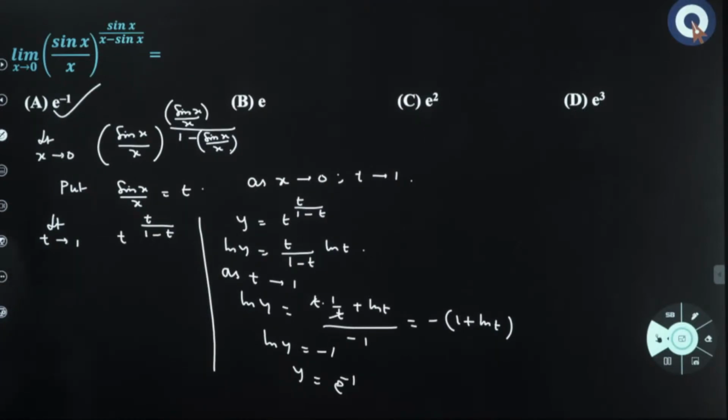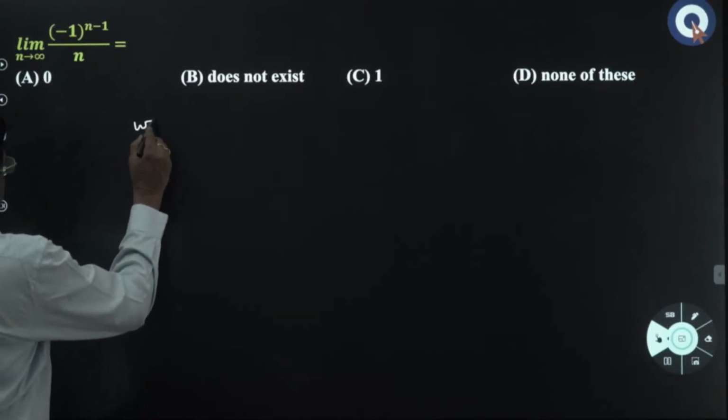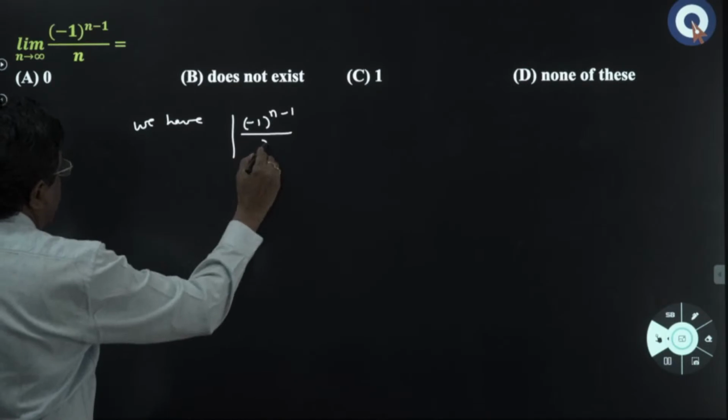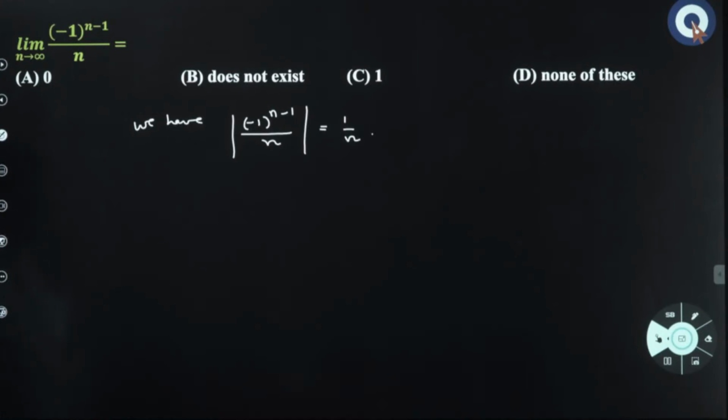Now, this is a very nice problem. I just want you to take 2 seconds to think of this. It has a one-step solution. If you just think of this, we have mod of minus 1 to the power of n minus 1 by n is equal to 1 by n, right? That means minus 1 to the power of n minus 1 by n lies between minus 1 by n and plus 1 by n.